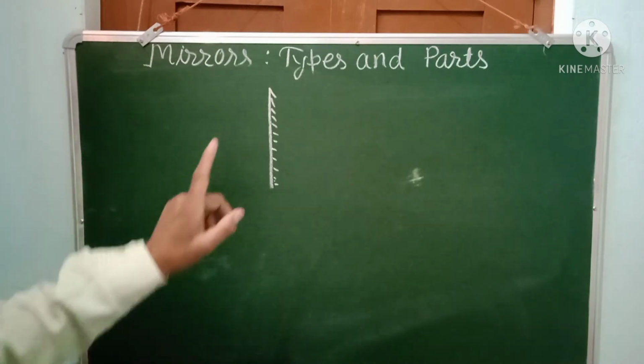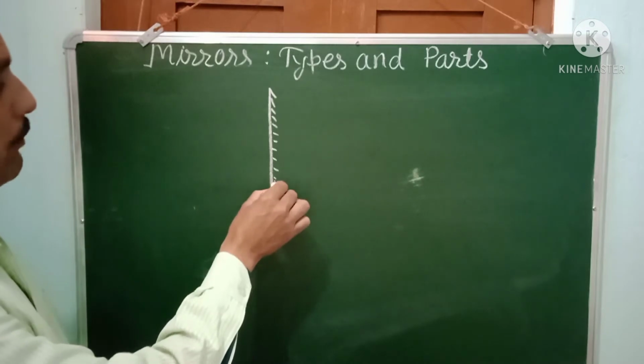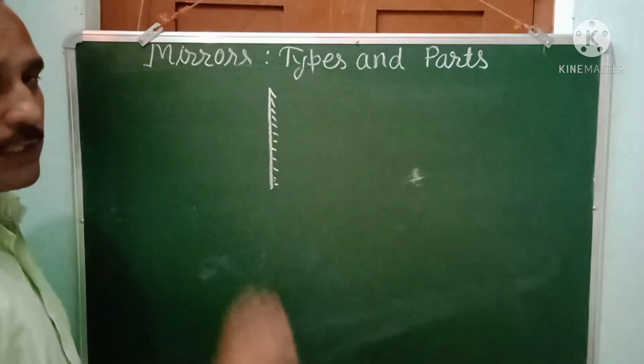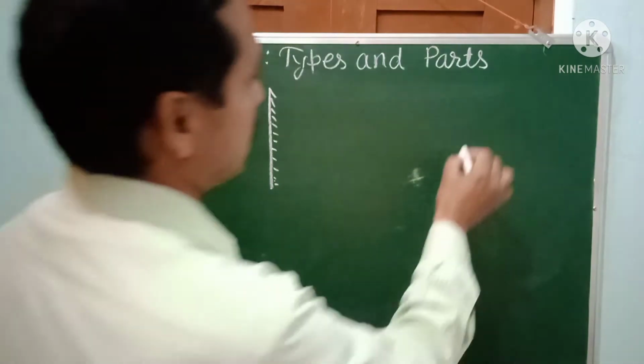Now, types of mirrors. As you can see, this mirror has a plane reflecting surface. Such type of mirrors are called plane mirrors.